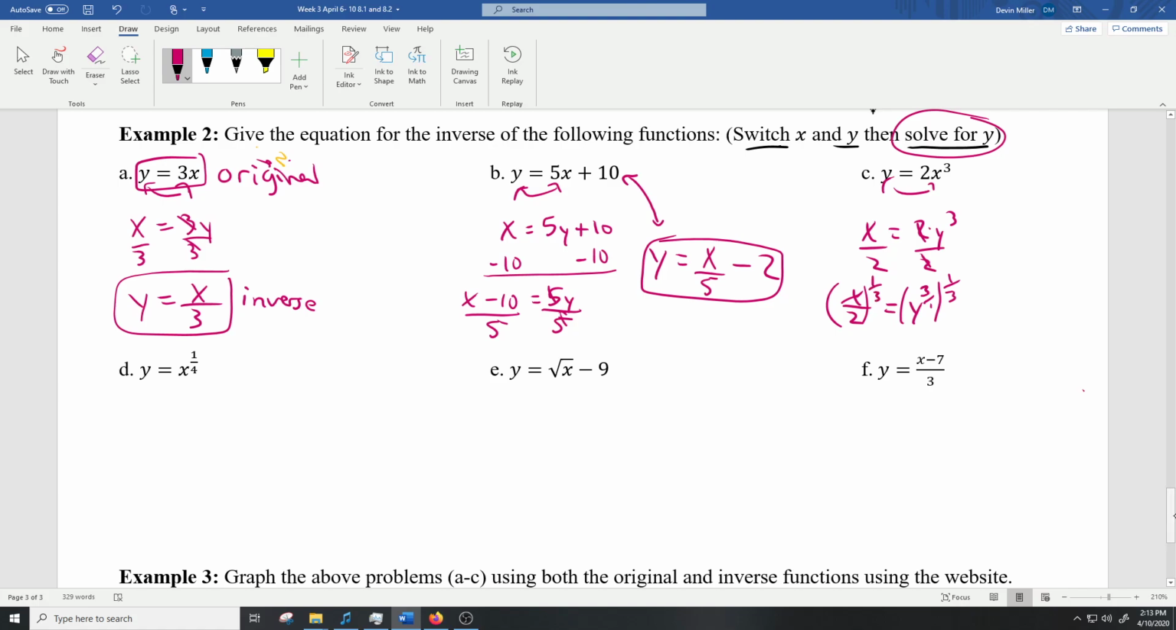So on the right-hand side, they cancel. And your final answer: y equals, we'll leave that as is, x over 2 in parentheses raised to the 1/3 power.